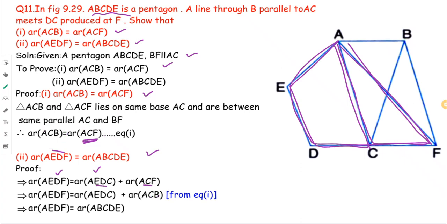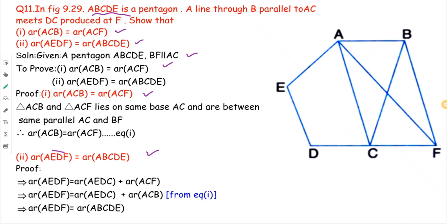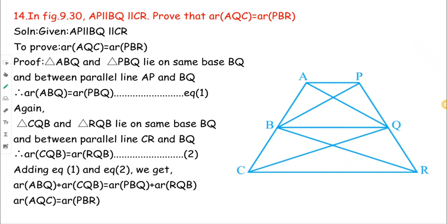Now if you look once again, when you look at AEDC, this is a part, and then plus area of ACB, which means this part. Do I get the entire pentagon ABCDE? We get ABCDE. So that is our second proof that we're asked to prove. All right, we'll do one last question.